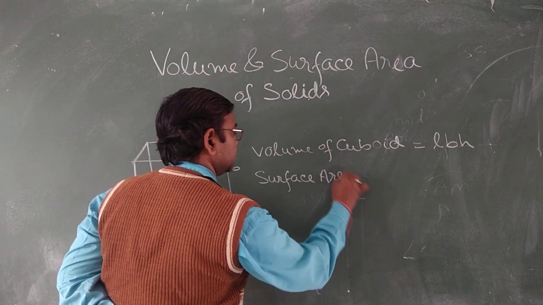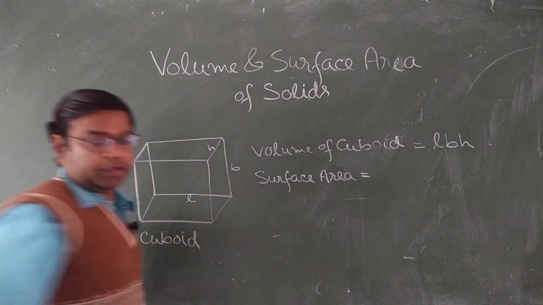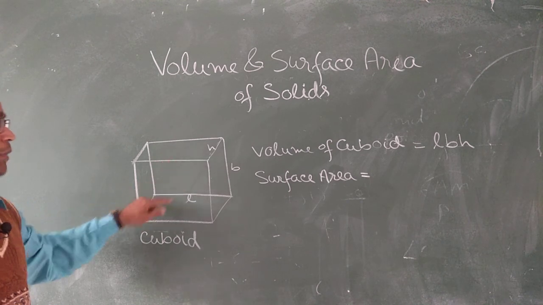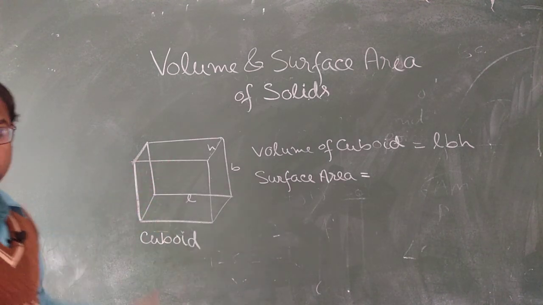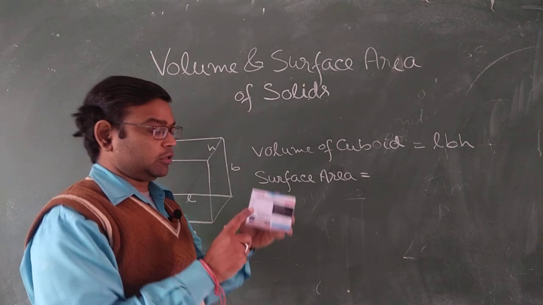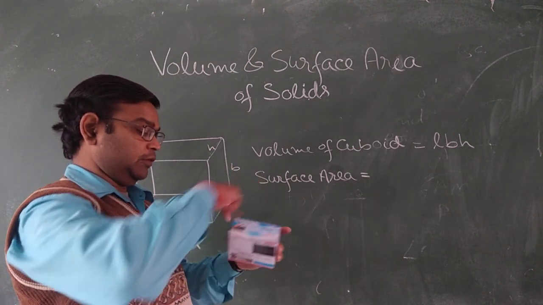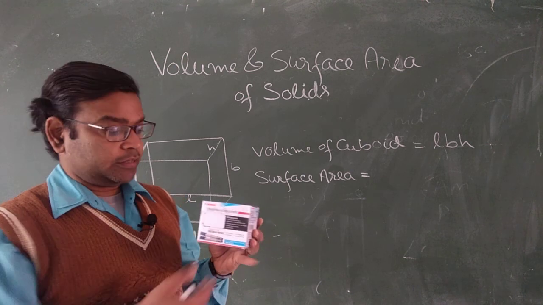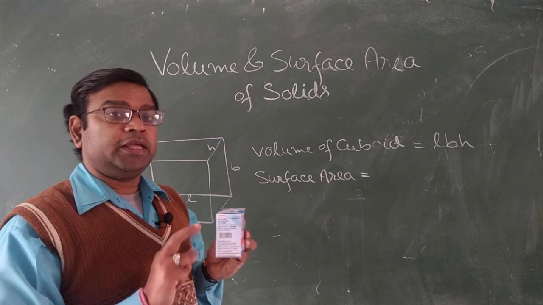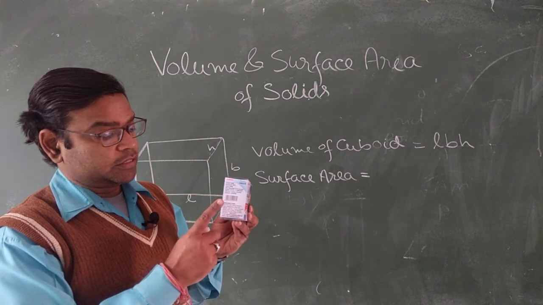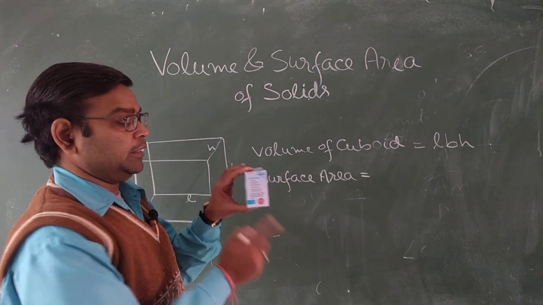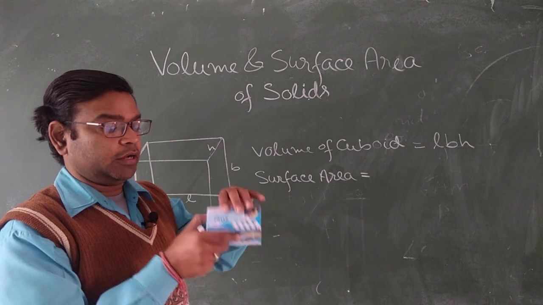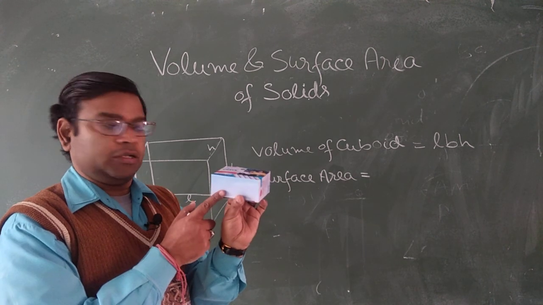Now in case of surface area, as we know, while finding the area of a rectangle, L into B gives the area of the rectangle. But in this case we have too many rectangles. Like see in this box, we have 1, 2, 3, 4, 5, 6 rectangles. But the good thing is that they are in pairs. You can see this side and this side, these two are equal. This side and this side are equal. Again, top side and bottom side are equal.